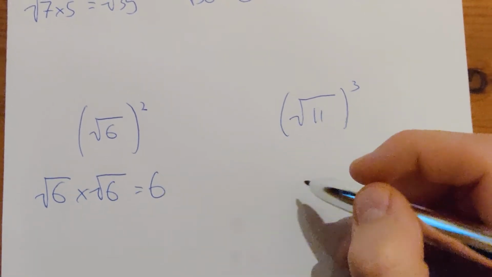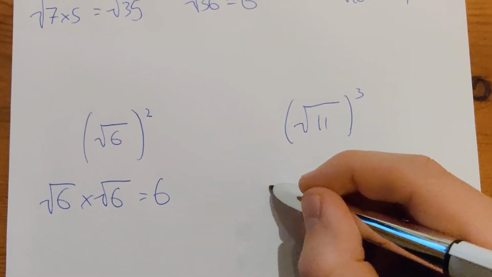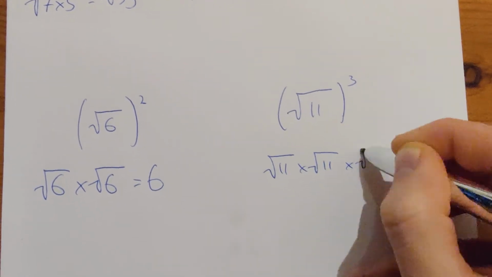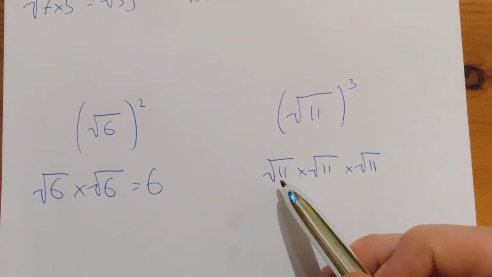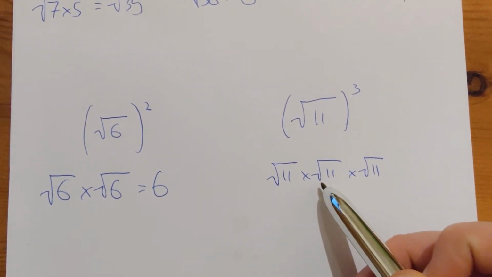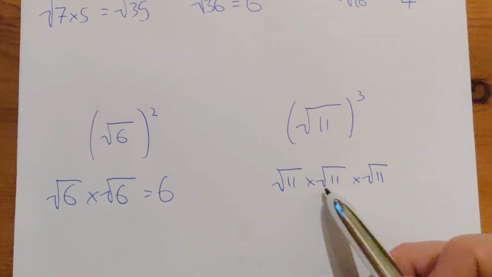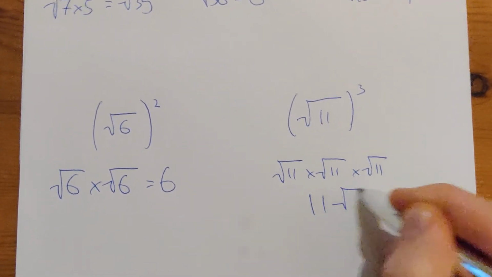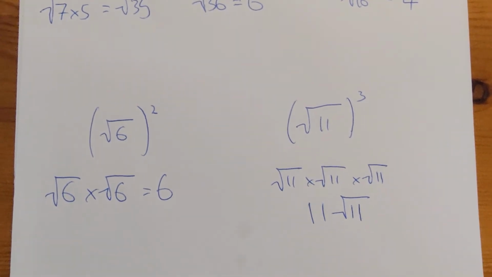Slightly different one here. We've got the square root of 11 cubed. So that's going to be the same as saying root 11 times root 11 times root 11. Now I know that the square root of 11 times the square root of 11 equals 11. So I've just got 11 times root 11.